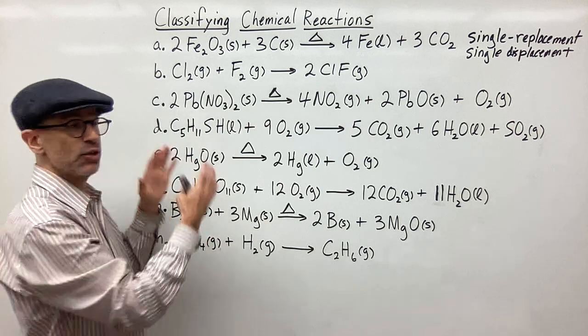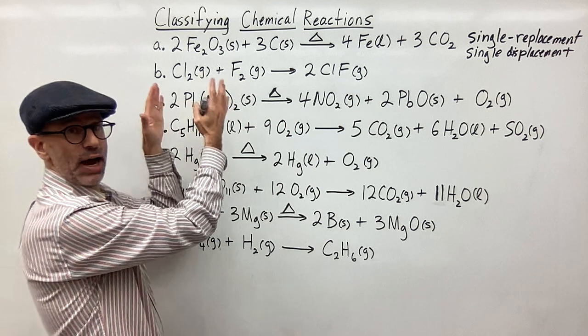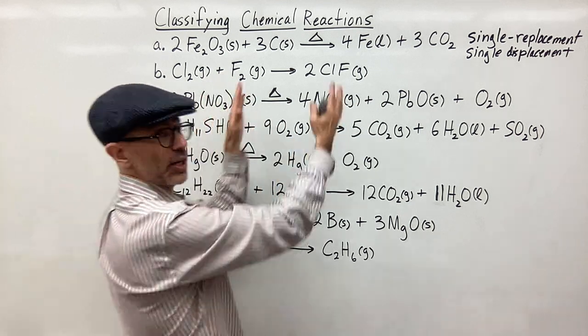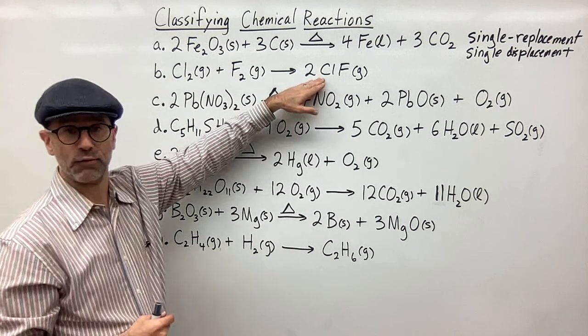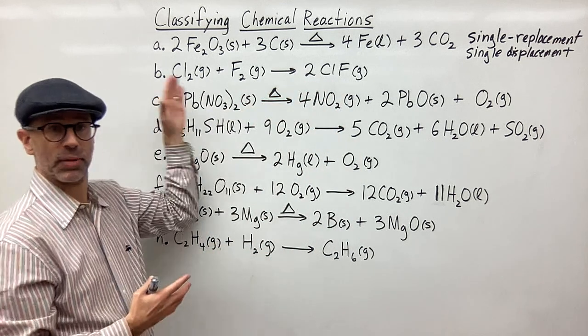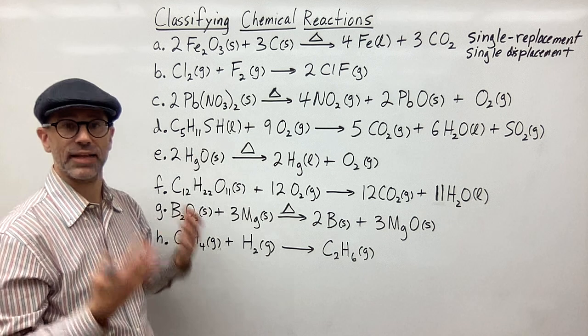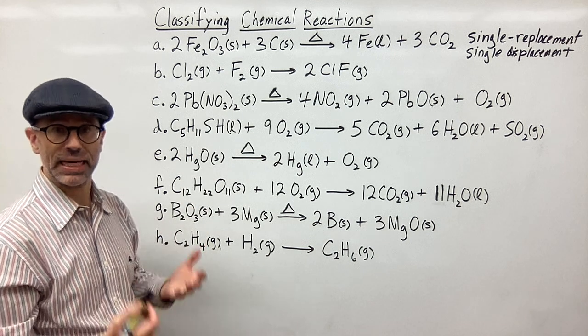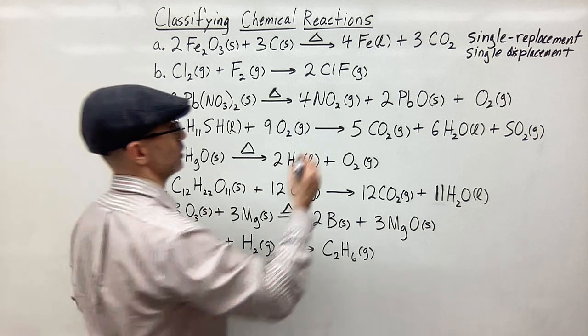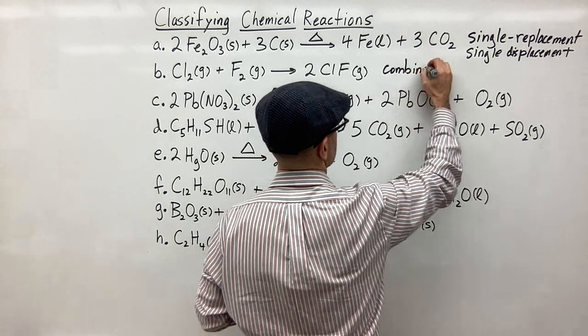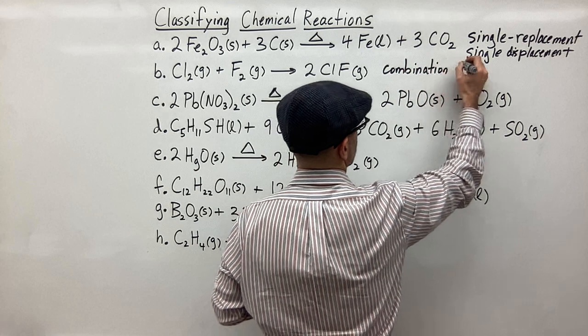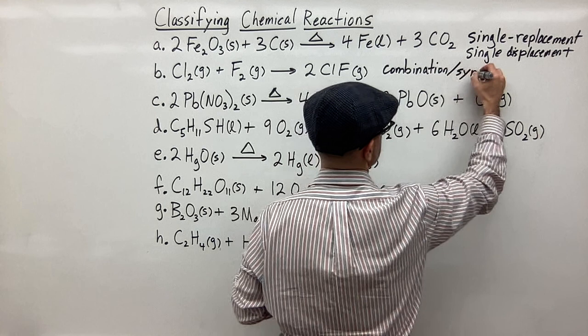So usually you have more reactants and then you end up with fewer products, especially if you only have one product formed from a few reactants, and that's going to be a combination or synthesis reaction. So combination or synthesis.